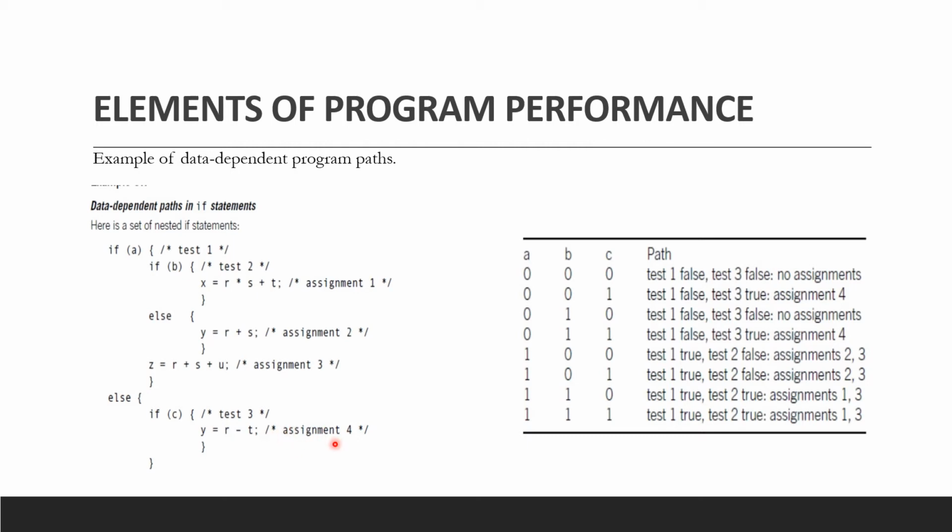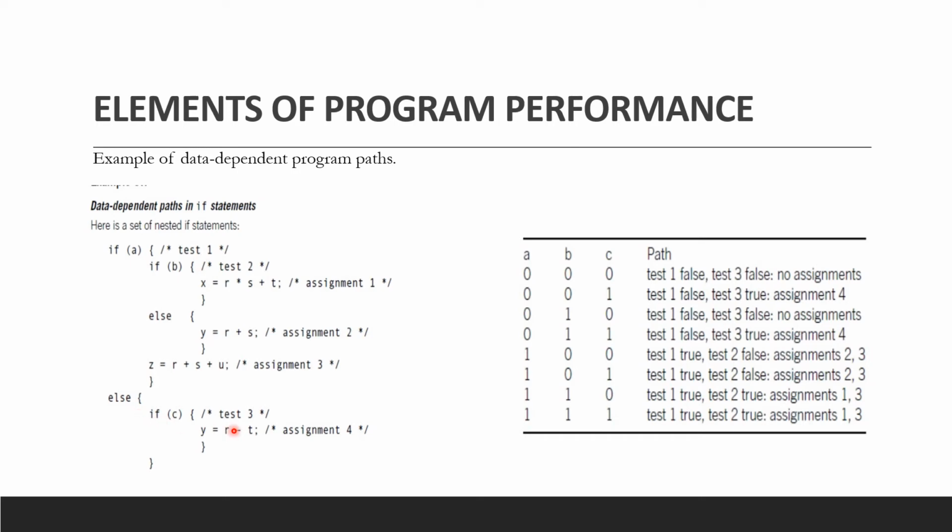So, once the program is executed, it will execute all 4 assignments if the test case is true or false. Now, we will come to the path identification. So, if test 1 is false, where will the program go? Here test 1 is false, which means it will go to the else case.